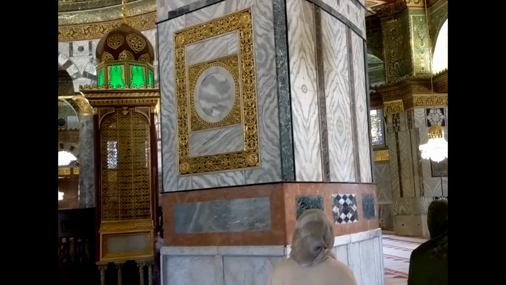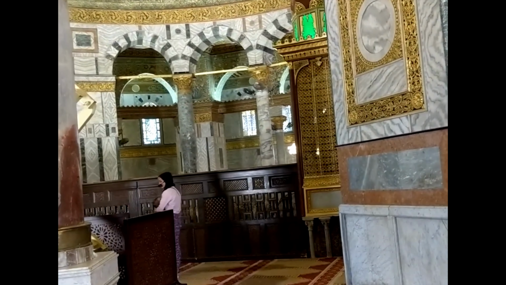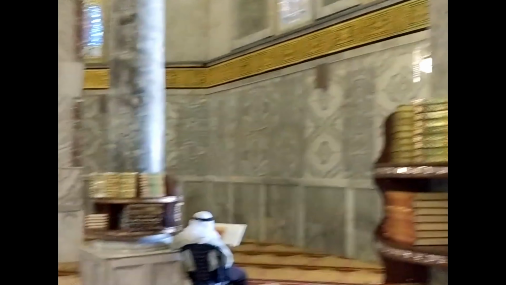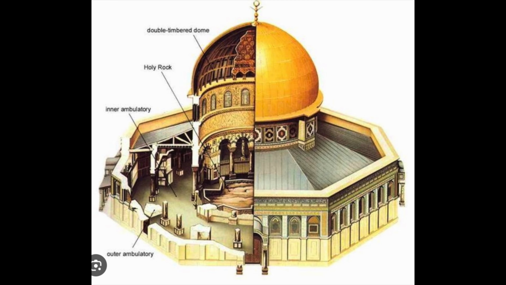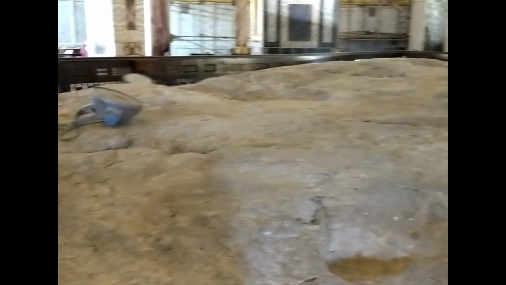So this is the interior of the Dome of the Rock. You can see those nice marble columns and tiles. This is a schematic cross-section of the Dome of the Rock. You can see the dome placed above the rock. And this is the rock from which the Prophet Muhammad, peace be upon him, was supposed to have ascended into heaven from. This is the interior view of the dome, which is situated above the rock.